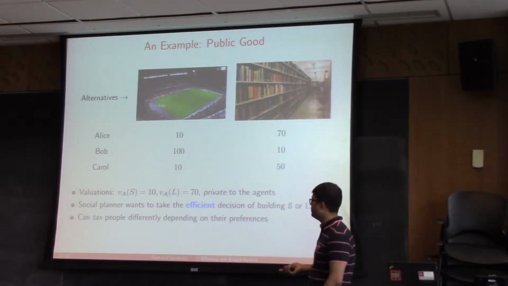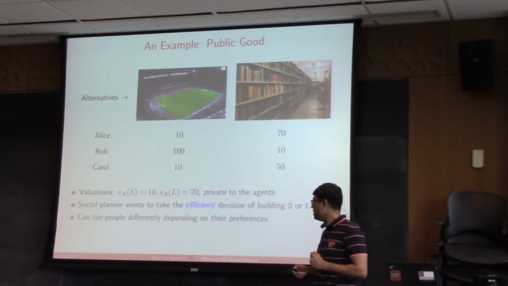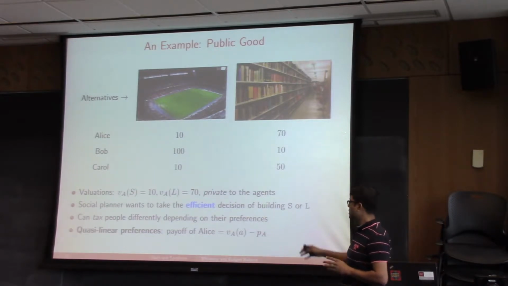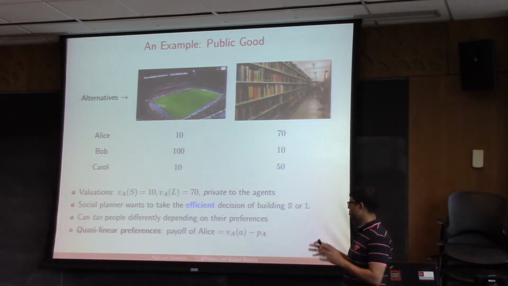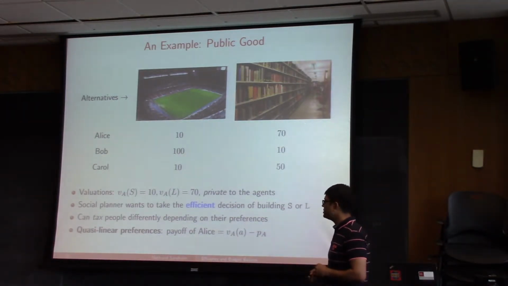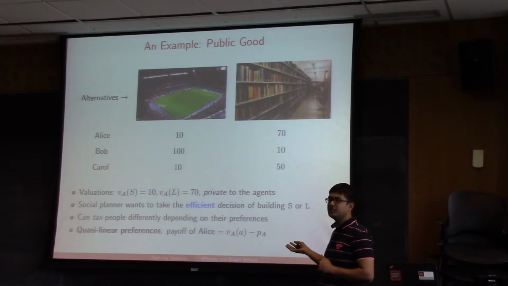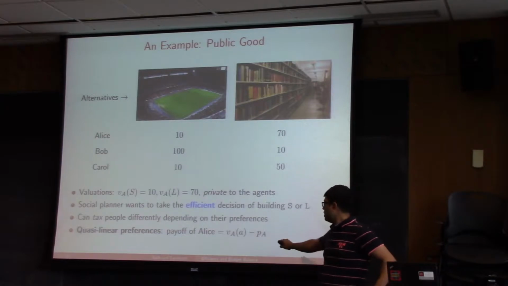In particular, I can take the efficient decision. And how the payoffs change because of this introduction of money is in a quasi-linear way. Suppose the agent Alice has a valuation for this alternative A. The payment that she is going to make is PA, and the net utility or the payoff of agent Alice is just the difference between these two terms. This is known as the standard quasi-linear preferences. This is important for two reasons. One is its simplicity, and the second is you can now take the efficient decision with the introduction of this thing called money.